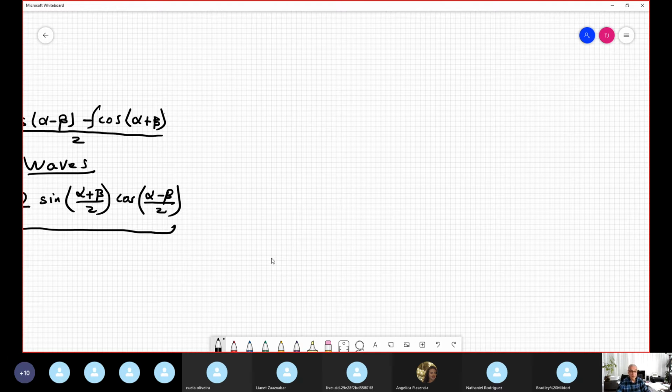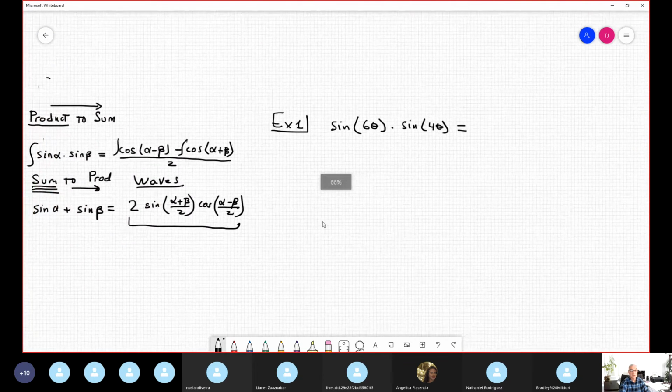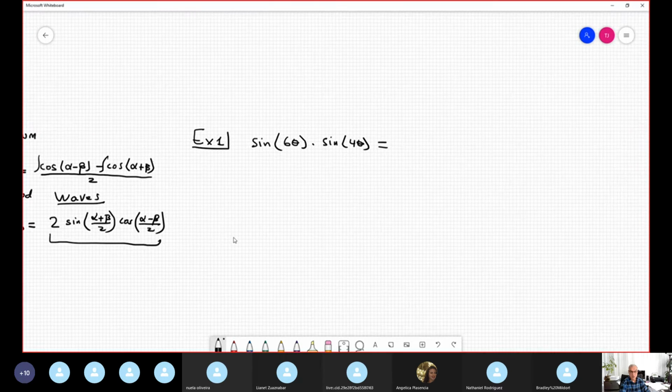Look, example 1 of that part. Suppose we are given sine 6 theta multiplication sine 4 theta. It's a product. However, I need to convert it to a sum. So, what is the formula that I use? Well, I use that formula. Let me copy the general formula.